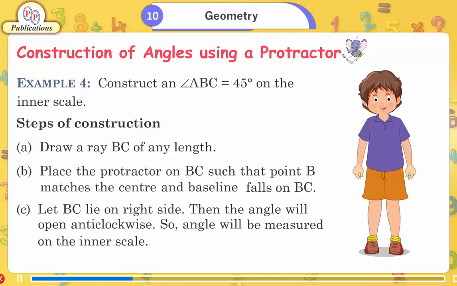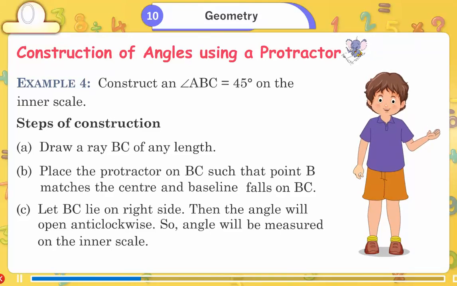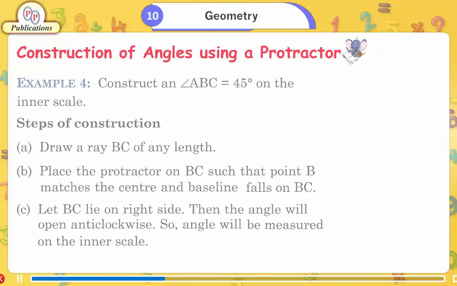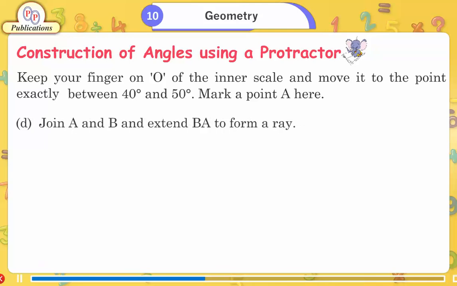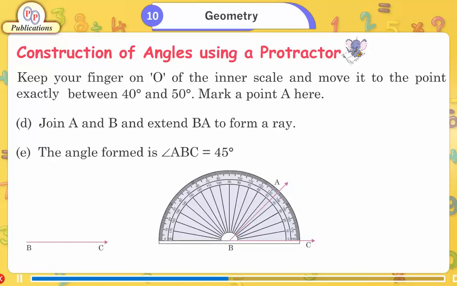C. Let BC lie on the right side. Then the angle will open anti-clockwise. So, the angle will be measured on the inner scale. Keep your finger on 0 of the inner scale and move it to the point exactly between 40 degrees and 50 degrees. Mark a point A here. D. Join A and B and extend BA to form a ray. E. The angle formed is angle ABC equal to 45 degrees.